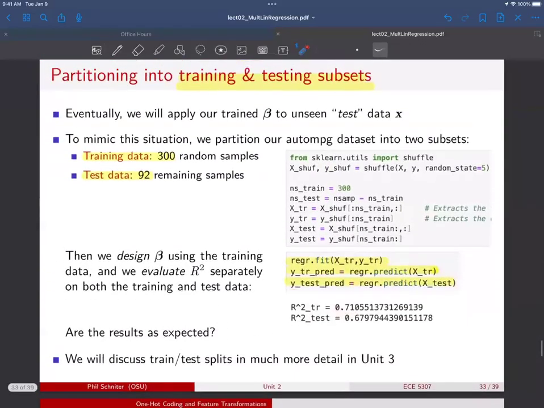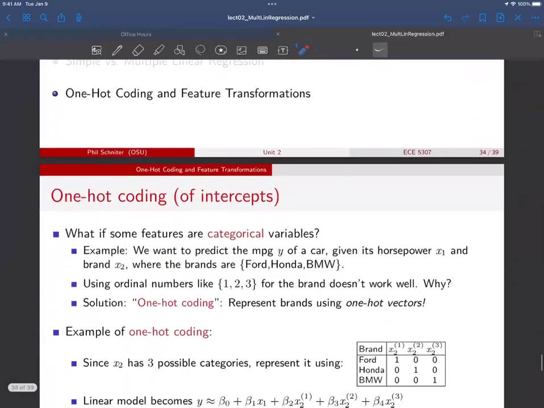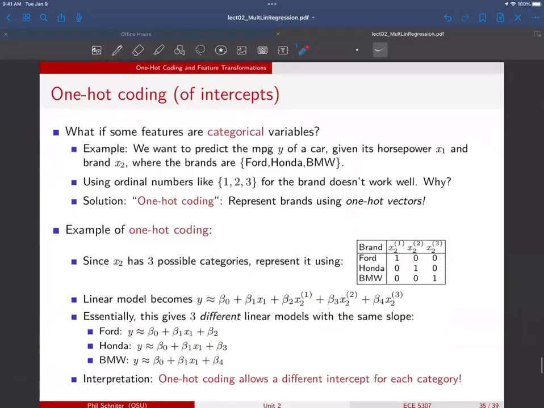Okay, any last questions on training versus testing or anything like that? Okay, let's move on to the very last topic of this unit, which is categorical variables.